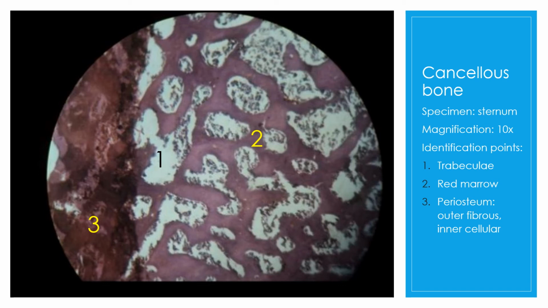So you should be able to see the outer covering. In this picture you can see the periosteum, and you all know about the layers of the periosteum. The outer one is called the fibrous layer, while the inner one shows small cells, which is called the inner cellular layer. So these are the three basic identification points. If you see the trabeculae, the red marrow, and a layer of the periosteum clearly in a slide under the light microscope, you label this slide as the slide of the cancellous bone or the spongy bone.